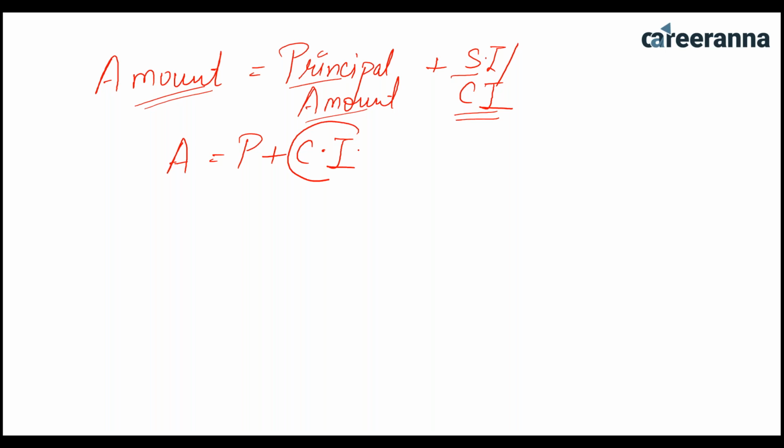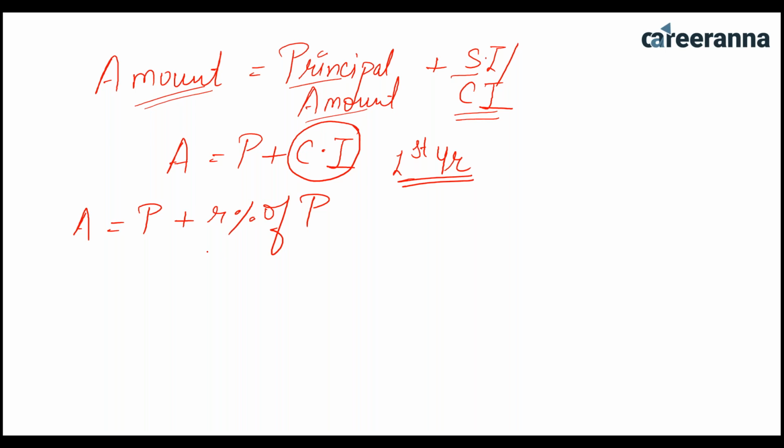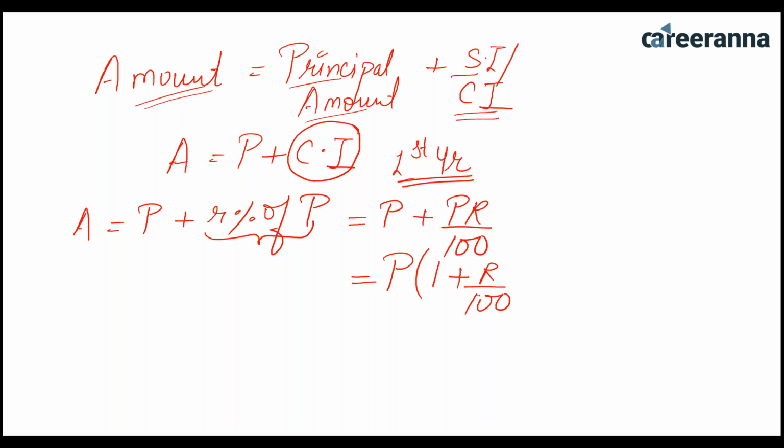Now, if I talk about only the first year, this comes out to be A is equal to P plus R% of P. In other words, I can rewrite it as P plus PR upon 100. Yes or no? For the first year. Now this P will come out and this will become 1 plus R upon 100. So this is how we generally derive this formula, where the formula of amount is P into 1 plus R upon 100. If I take n years, then it will be raised to the power n.